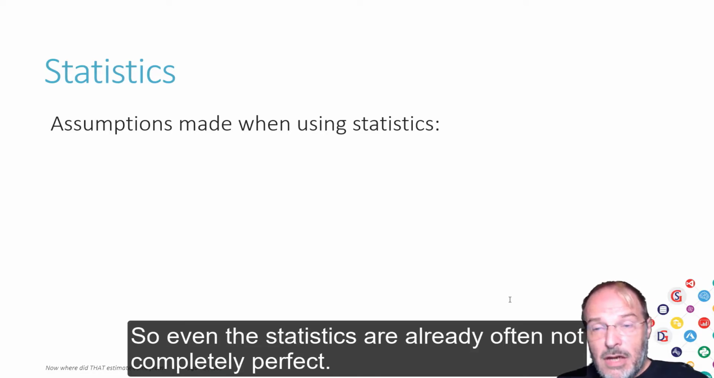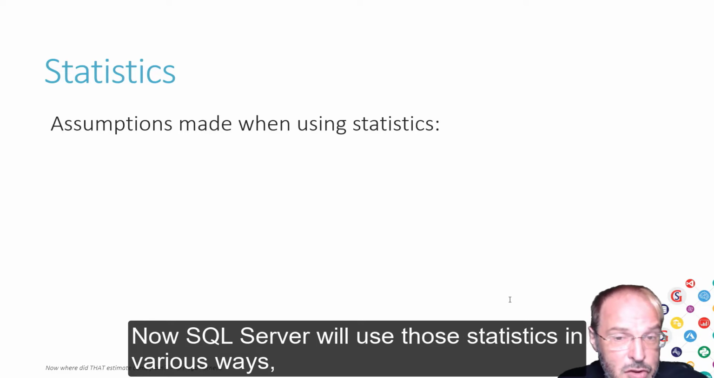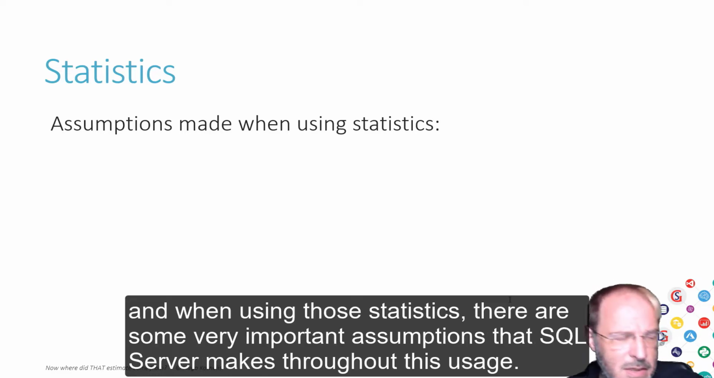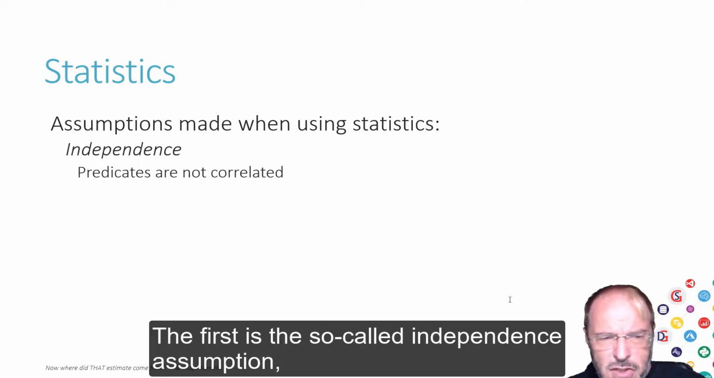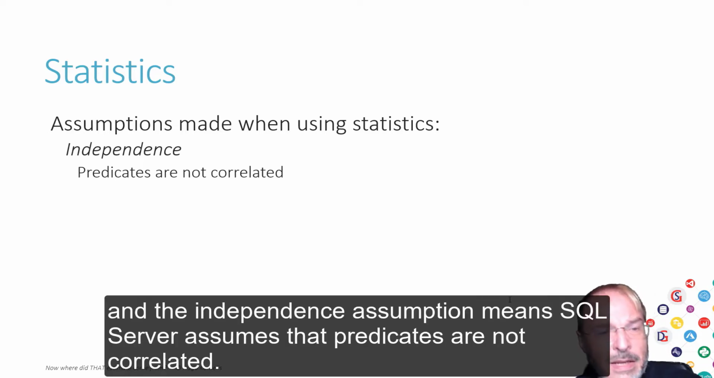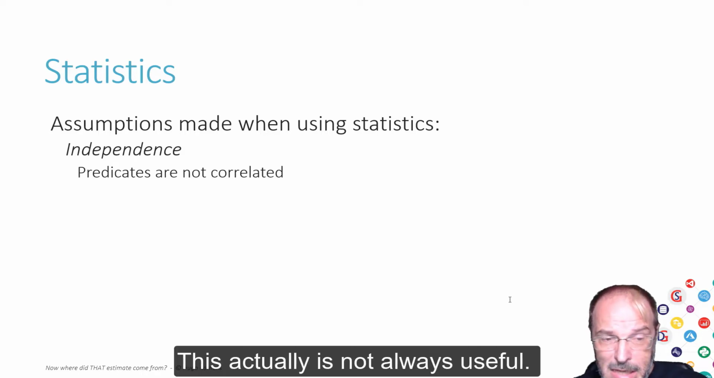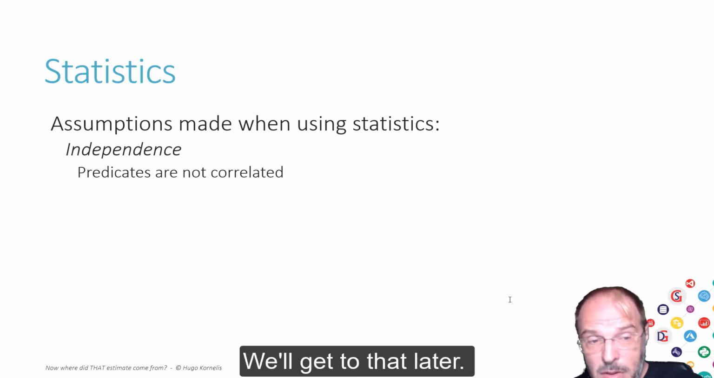So even the statistics are already often not completely perfect. Now SQL Server will use those statistics in various ways, and when using those statistics there are some very important assumptions that SQL Server makes throughout this usage. The first is the so-called independence assumption. The independence assumption means SQL Server assumes that predicates are not correlated. This actually is not always used, we will get to that later.